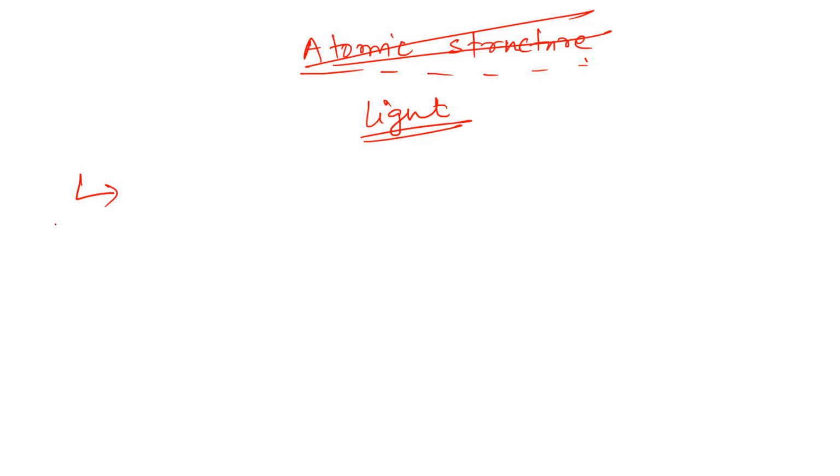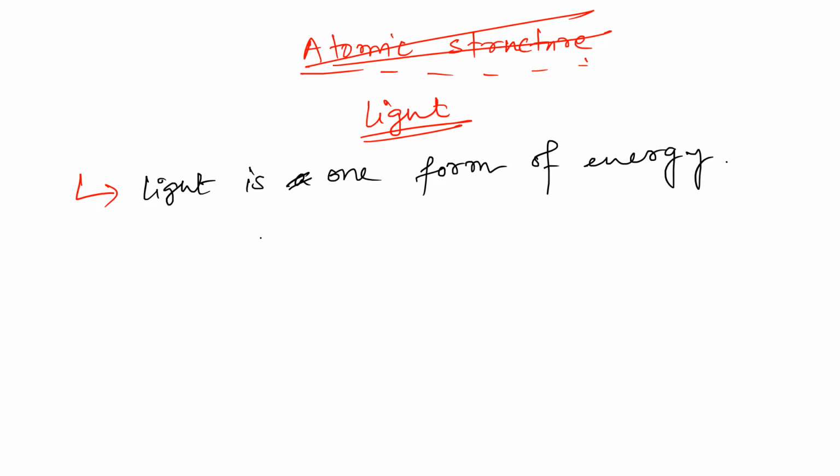So the properties of light. At first, we are lining up here that the first property is that light is a type of energy, or light is one form of energy. So the light energy, how are we able to use that kind of energy in viewing all the surrounding things? Actually, a lot of research was done on the properties of light, and finally it was concluded that we can say that light is one form of energy.